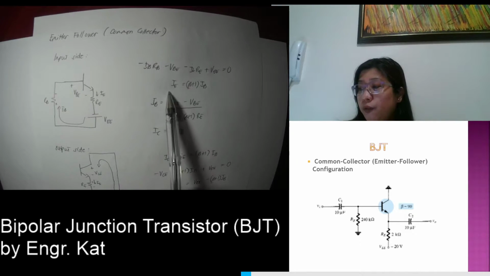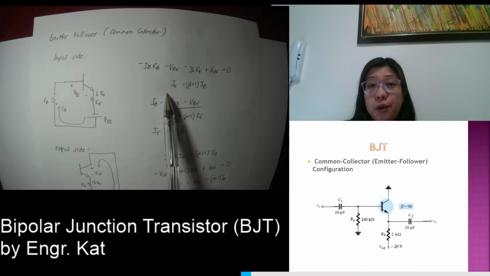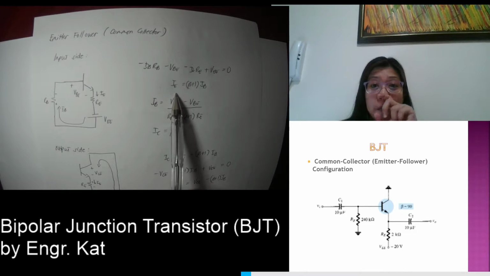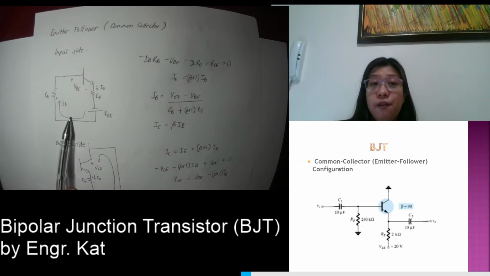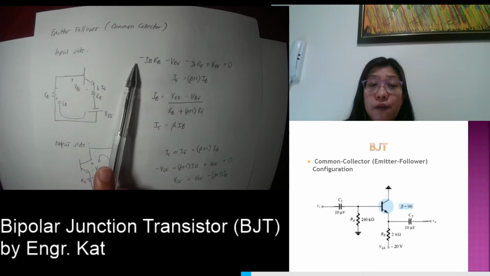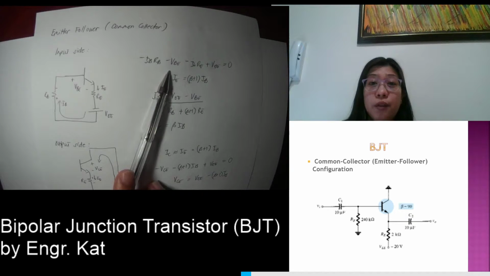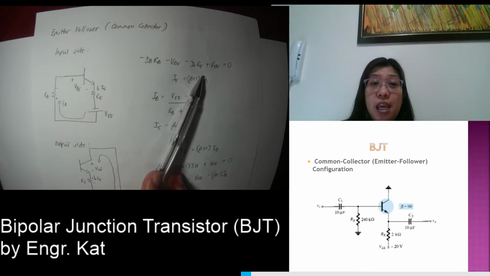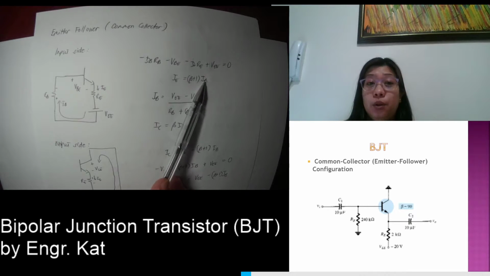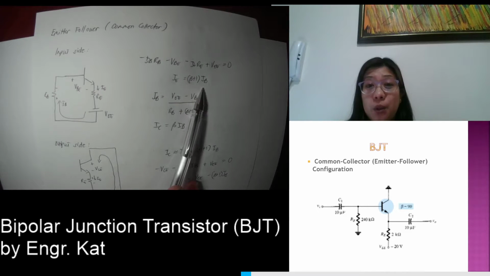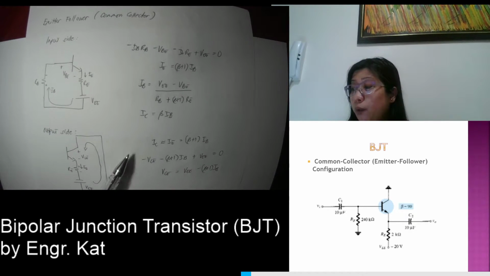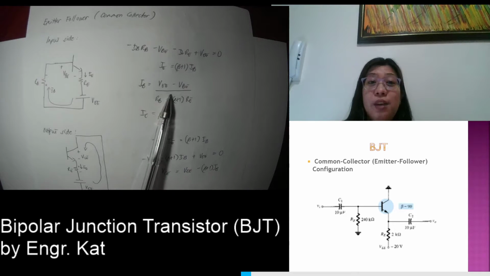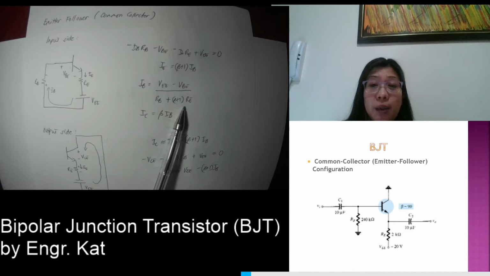However, we're going to make use of the formula wherein IE is related to IB by beta plus 1. Applying KVL here, we have minus IB RB, minus VBE, minus IE RE, plus VEE is equal to 0. However, IE is beta plus 1 multiplied by IB. Substituting that in the formula, we can solve for IB. IB is VEE minus VBE divided by RB plus beta plus 1 multiplied by RE.